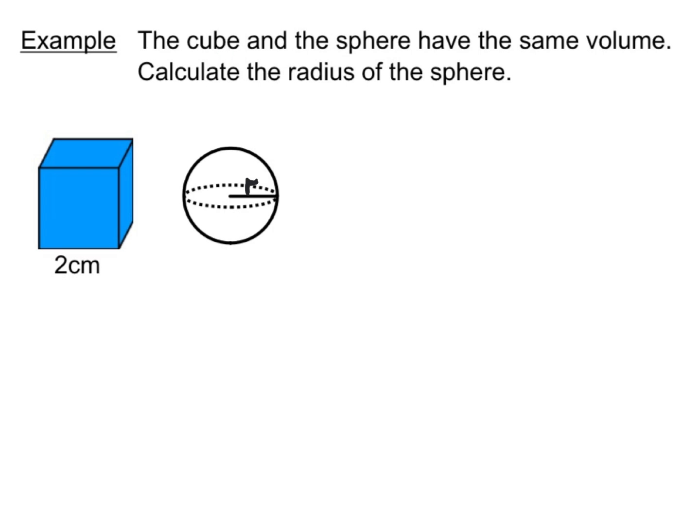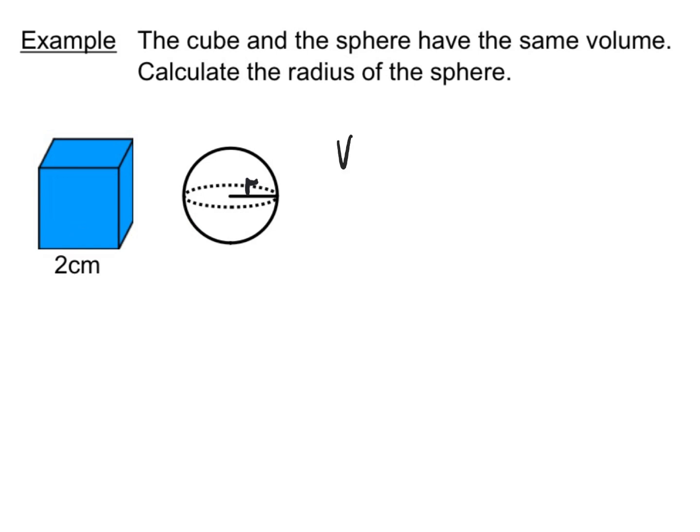Now, that's where the question will help us. It says the cube and the sphere have the same volume. So if I want to know the volume of the sphere to help me find the radius of it, then I need to first of all find out the volume of the cube, because these two will have the same volume. So let's start off with volume of a cube.